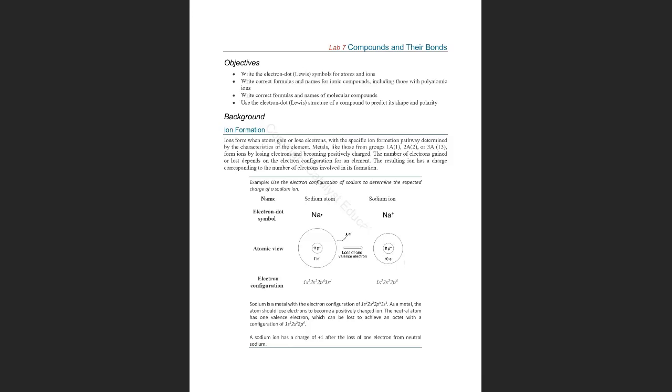Now, the second and third one are reviews of something you should have learned very early in the year: how to write and name ionic compounds and how to write and name simple binary molecular compounds. The Lewis dot symbols for atoms and ions are also relatively simple and something that you may have come across earlier on. We're going to review those real quick though.